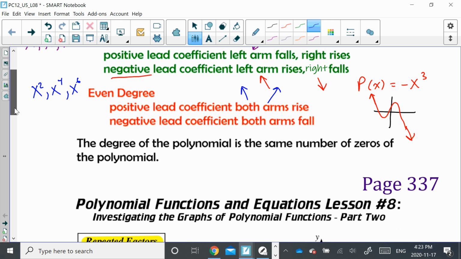For example, let's look at the graph of y is equal to x squared. This is an even degree polynomial. There's a 1 here, so that's a leading coefficient that's positive. The end behavior, I said, both arms must rise. So my graph would look something like that. If it is an even degree polynomial, so this is a 2, 4, or 6, but it has a negative lead coefficient, so let's say I gave you negative x to the 4, both arms fall, okay?